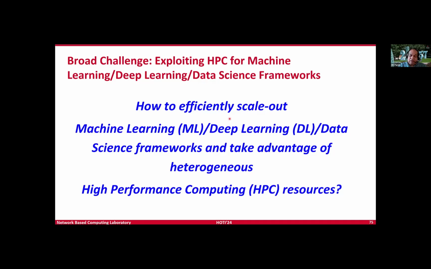So here the challenge is how do we efficiently scale out, whether it is a machine learning algorithm, deep learning algorithm, or data science framework, to take advantage of these heterogeneous HPC resources. When I say heterogeneous, that means we have CPUs, we have GPUs, and in some systems we are also getting DPUs, like the data processing unit from NVIDIA, the BlueField adapters, and IPUs. We talked a little bit about these in the morning tutorial. So a lot of new generation architectures are coming. When you consider this heterogeneous system, how do we scale out?